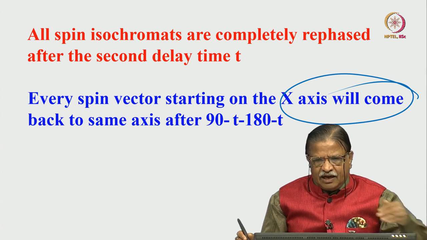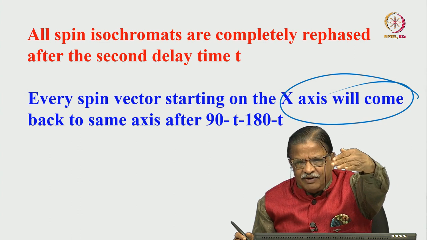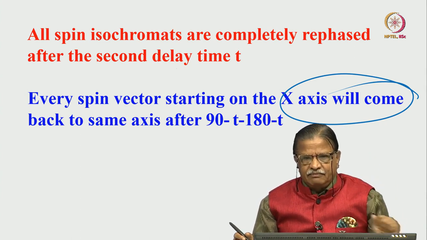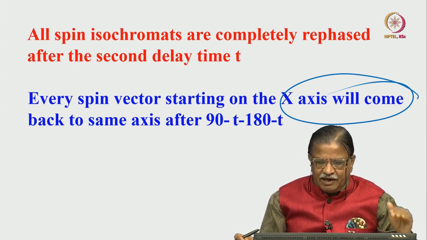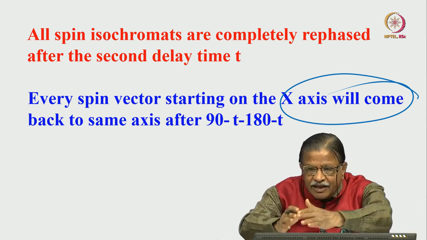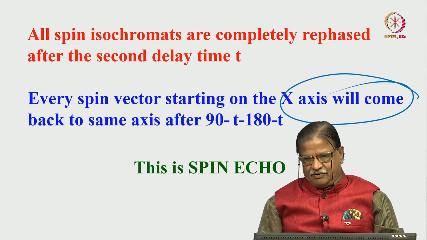Start the runners, started from the same place, moved to different places at different times. And afterwards, when they were asked to come back with the same speed, they come back to the same place. They reach the same origin. Similarly, the spins started on the x axis, started fanning out, and again came back to the same x axis. And this is spin echo.